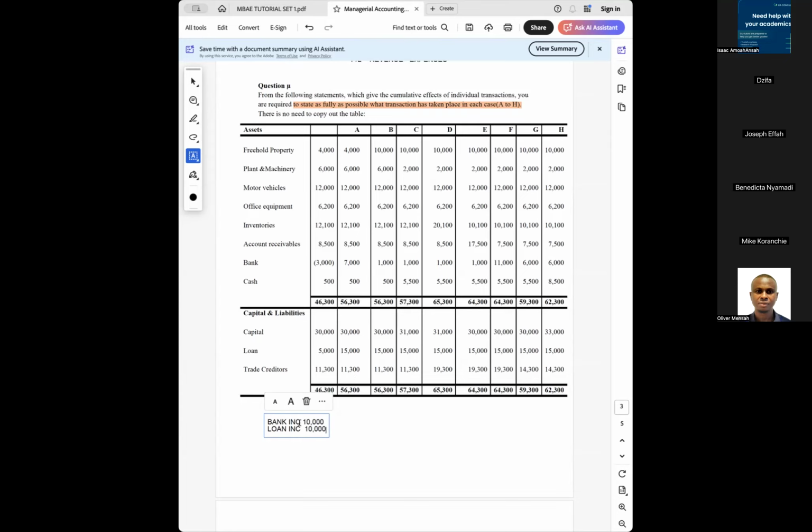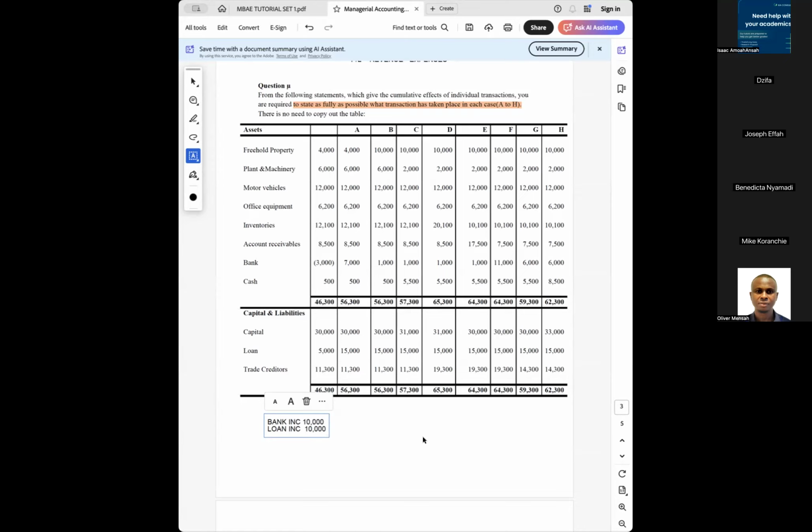Okay, let me try. So what it means is that the business received a loan of 10,000 paid directly to the bank account, or a check of 10,000 to the bank account. So there was a deficit of 3,000 in the bank account. Getting the 10,000 will increase it to 7,000 in the bank account, and the loan will increase from 5,000 to 15,000. Okay, exactly what he said.